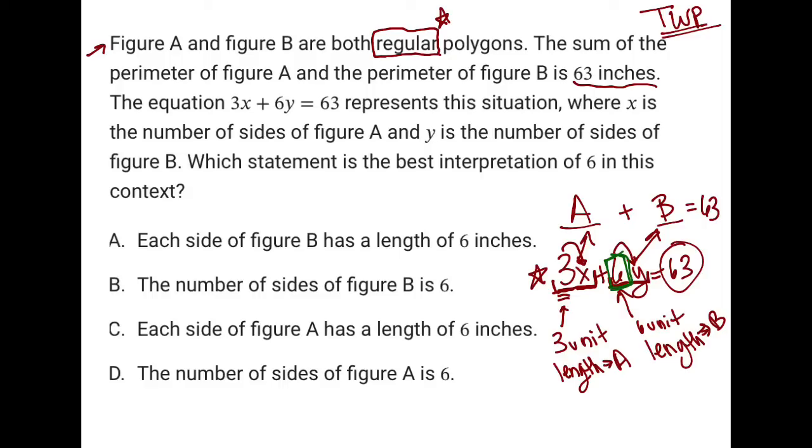So looking at choice A, each side of figure B has a length of 6 inches. Absolutely, yes. There cannot be another answer better than that. Definitely looking down at choices C and D, 6 has nothing to do with figure A, so those are completely gone. And then we know that the number of sides of figure B is y, not 6. So that's why choice B is gone as well. But A is definitely the best answer here.